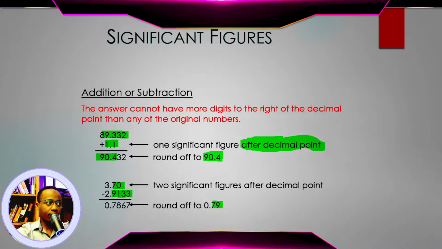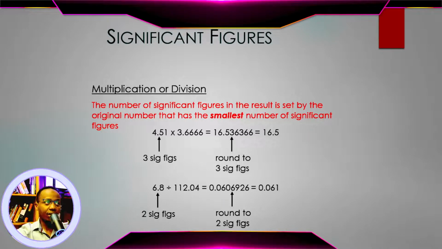What about multiplication and division? It's the same idea, but instead of looking after the decimal point, here we're going to look at the whole number. So this has 3 significant figures. This has 5 significant figures. So even though my calculator says this, the answer is going to have the number of significant figures of the smallest one. This one has 3 significant figures, so your answer has to have 3 significant figures.